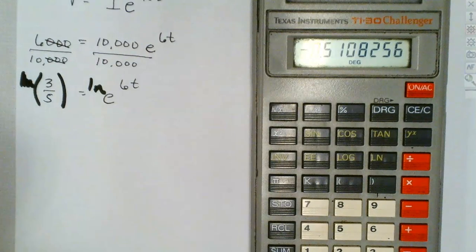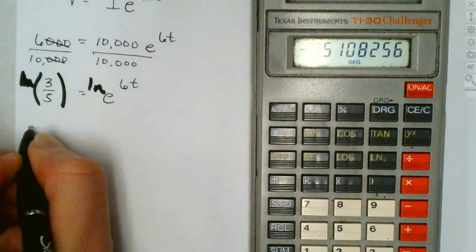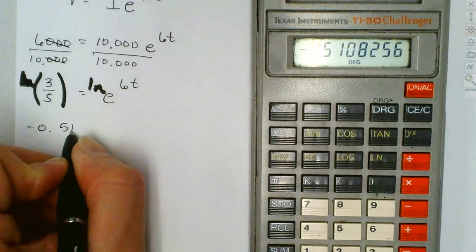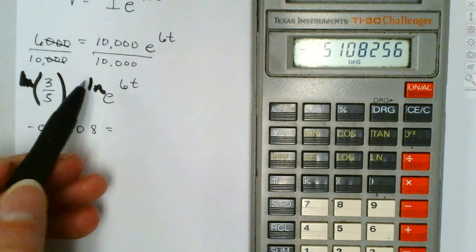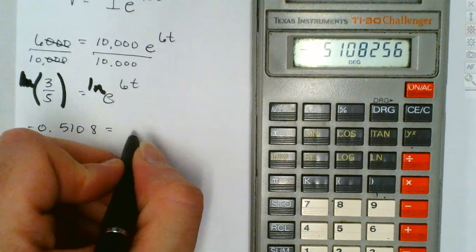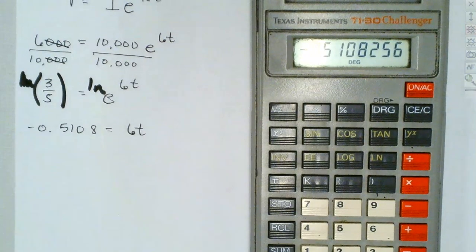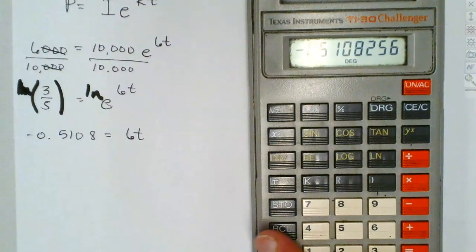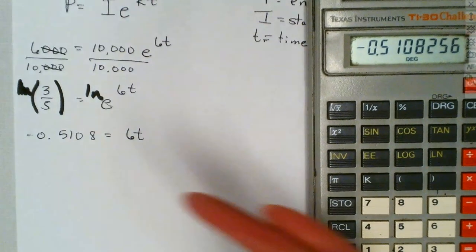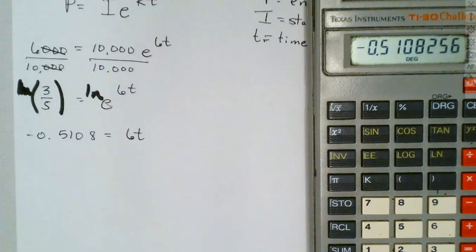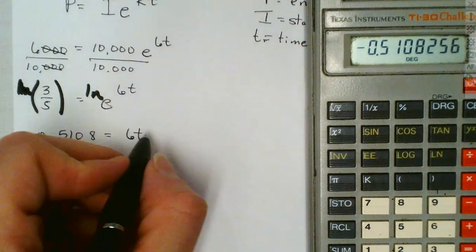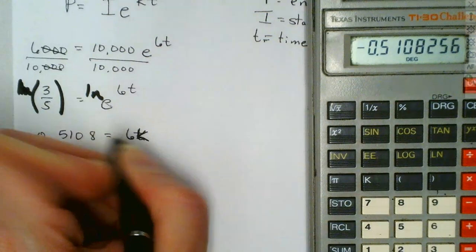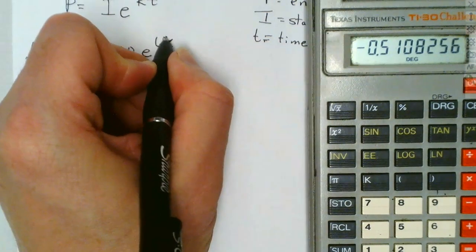And that comes out to be, and we'll take this out to 4 places, a minus 0.5108 if we round. Now the natural log and the e, those cancel out. And that leaves you with then 6k. And now we'll finish it. We're going to finish this by just dividing by the 6. Or 6k there, sorry about that. It should be a k, not a t. That should be the k. So we're going to find our k.